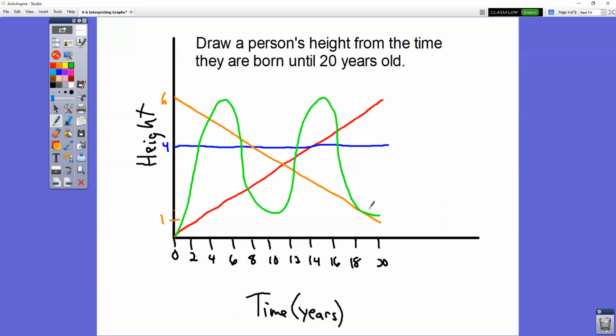Would this green one make any sense at all? No, you're not being born and then being 6 foot tall when you're like 6 years old, and then shrinking down to about 1 foot tall when you're 10 or 11 years old, shooting back up at 15 years old and being 6 foot tall, and ending up at 1 foot tall when you're 20 years old.